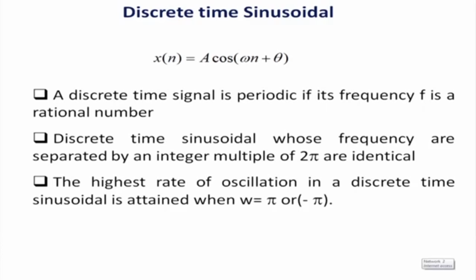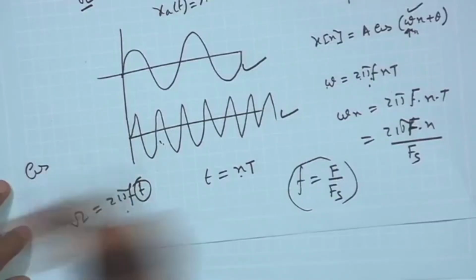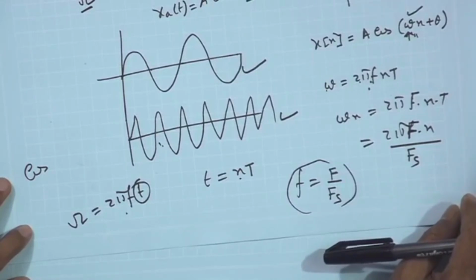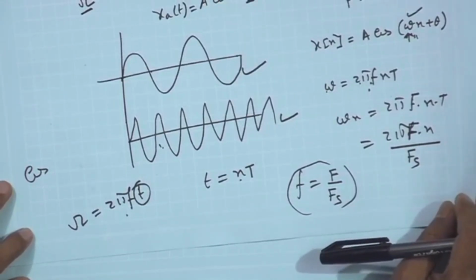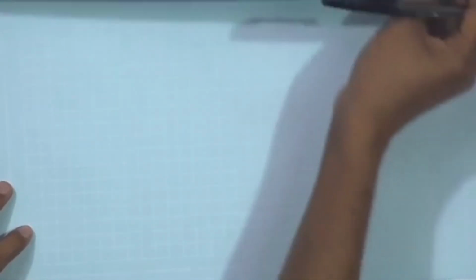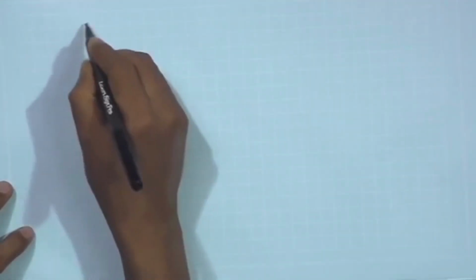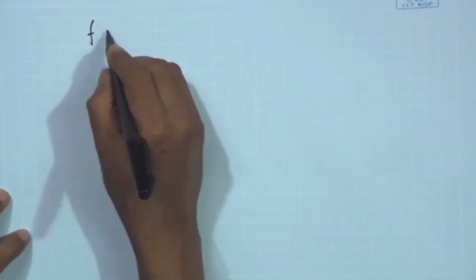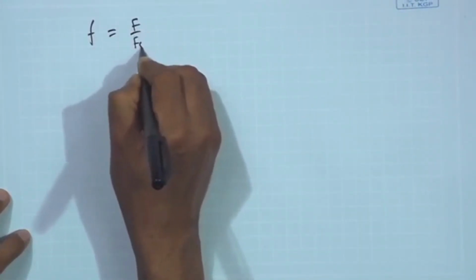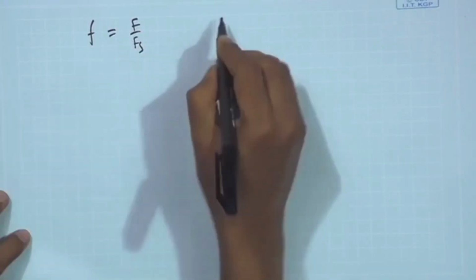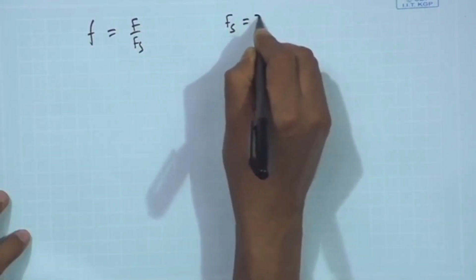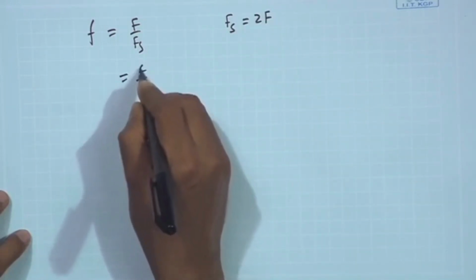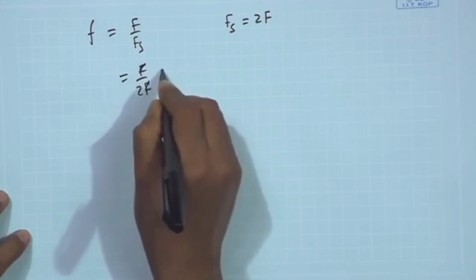Very simple. If the sinusoids are separated by an integer multiple of 2 pi, then they are identical. So, 2 pi is the maximum period. So, what will be the highest rate of oscillation, the highest value of small f? Small f is equal to F by F s. As per the sampling theorem, F s should be at least twice F. So, I can say F by 2F, so it is half.